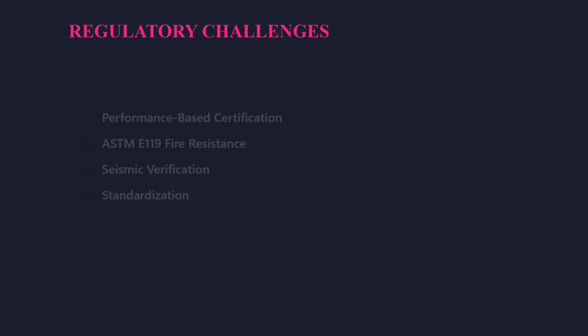Regulatory acceptance is the current bottleneck for widespread adoption of three-dimensional printed construction. Building codes are typically prescriptive, defining minimum requirements for established materials and methods. Three-dimensional printed structures often require performance-based certification, necessitating extensive testing to demonstrate structural equivalence to conventional construction. Required tests include load-bearing capacity, fire resistance according to ASTM E119 standards, and seismic performance verification. Standardization of material mixes and printing protocols is essential for achieving scalability across different jurisdictions.